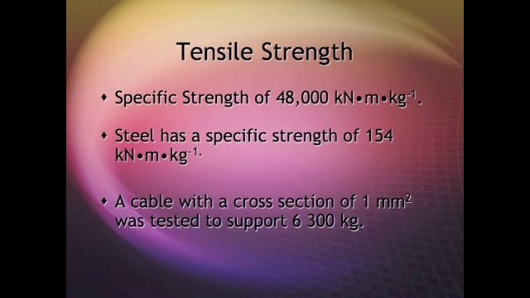Let's start with their tensile strength. Carbon nanotubes have a specific strength of 48,000 kilonewton meters per kilogram. To put that in perspective, steel has a specific strength of 154 kilonewton meters per kilogram. Just how strong is that? A carbon nanotube cable with a cross-section of just 1 millimeter squared was tested to support 6,300 kilograms.